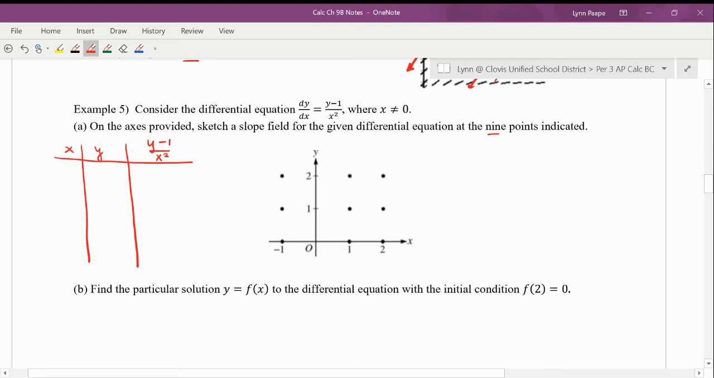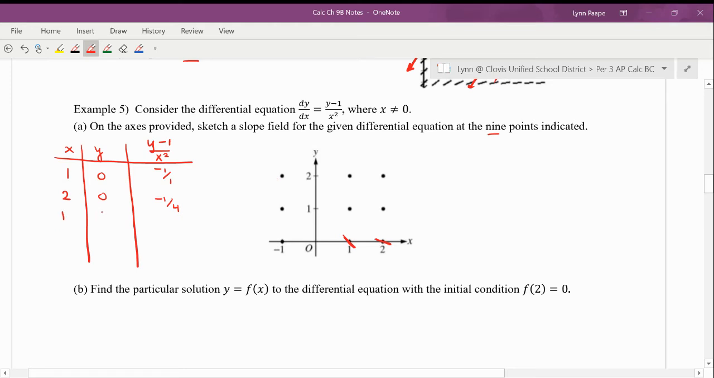So my first ordered pair is over here, at (1, 0). That would be negative 1 over 1, so a slope of negative 1. And then let's do (2, 0). That would be (0 minus 1) over 2 squared, so negative 1/4. That would be a negative slope, pretty flat. So we'll say something like that.